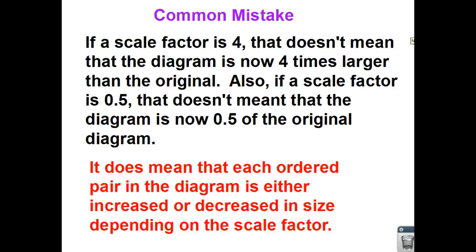All right, now, what I also want to show you is, I have it on the next screen. A common mistake says, if a scale factor is 4, that doesn't mean that the diagram is now 4 times larger than the original. And also, if a scale factor is 1/2, that doesn't mean, oh, I meant to put in there mean, sorry. That doesn't mean that the diagram is now 1/2 of the original diagram. What it does mean is that each ordered pair in the diagram is either increased or decreased in size, depending on the scale factor. Now, that's a lot of words. I'm going to talk more about that in class. It'll make more sense with another couple more examples.